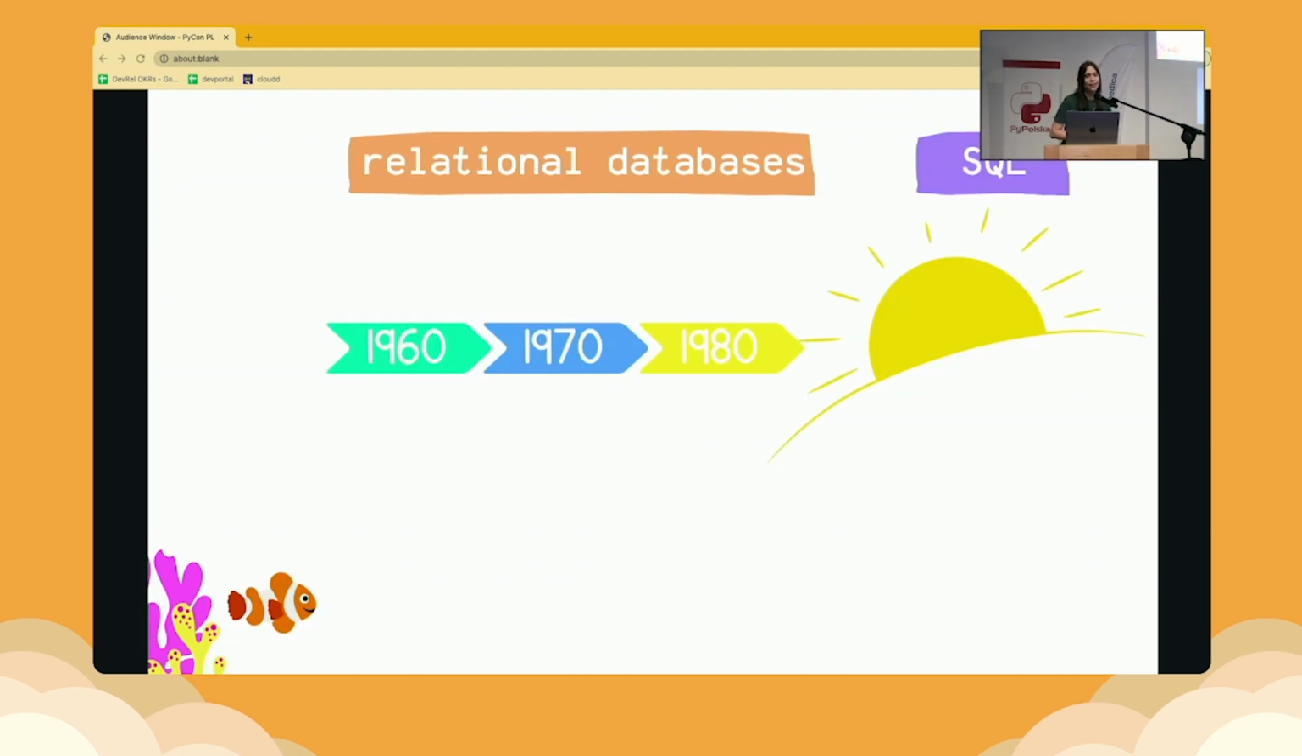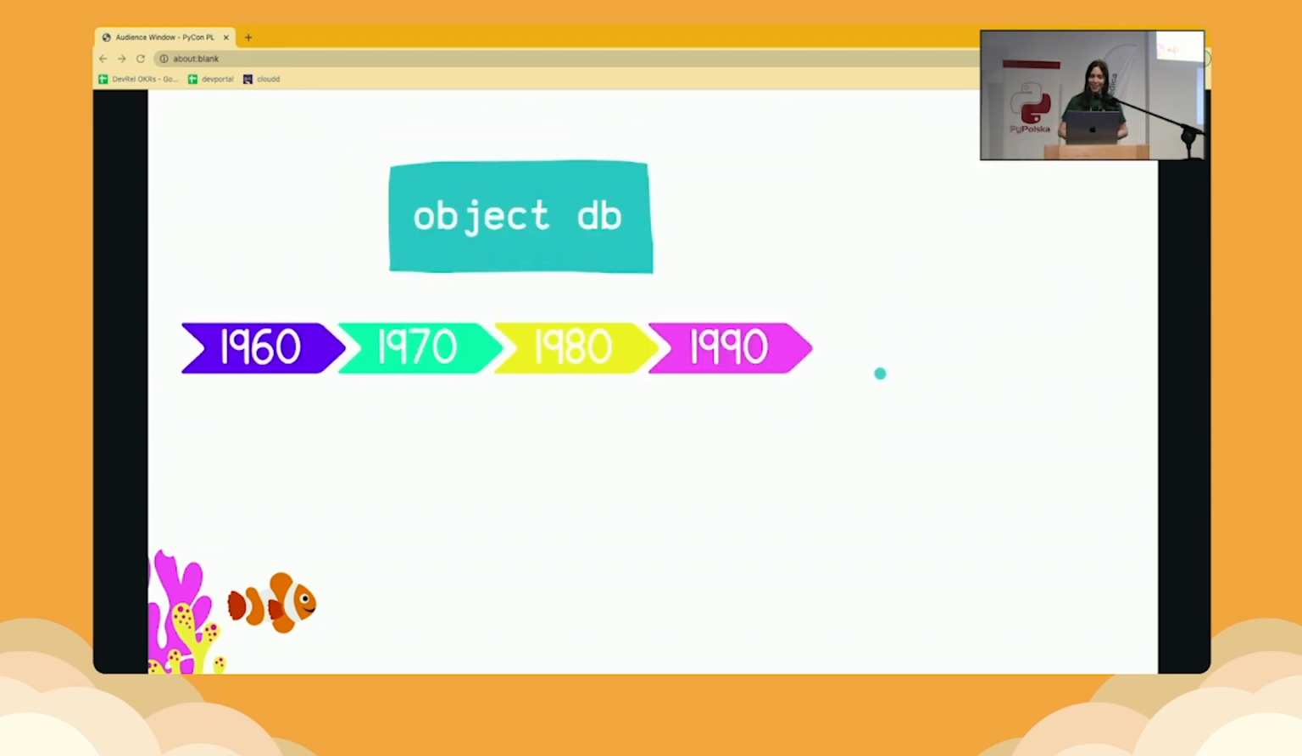So you can say that in the 80s is when people started using those relational databases. The sun was shining for this type of database. The industry was starting to use it and was moving in this direction. But in the 90s, do you know what happened in the 90s? The wild world, the internet was created.